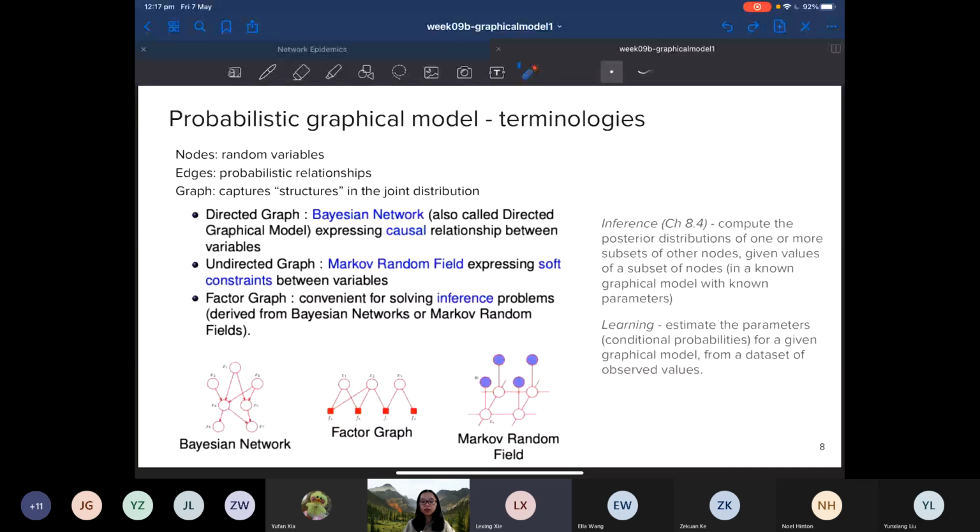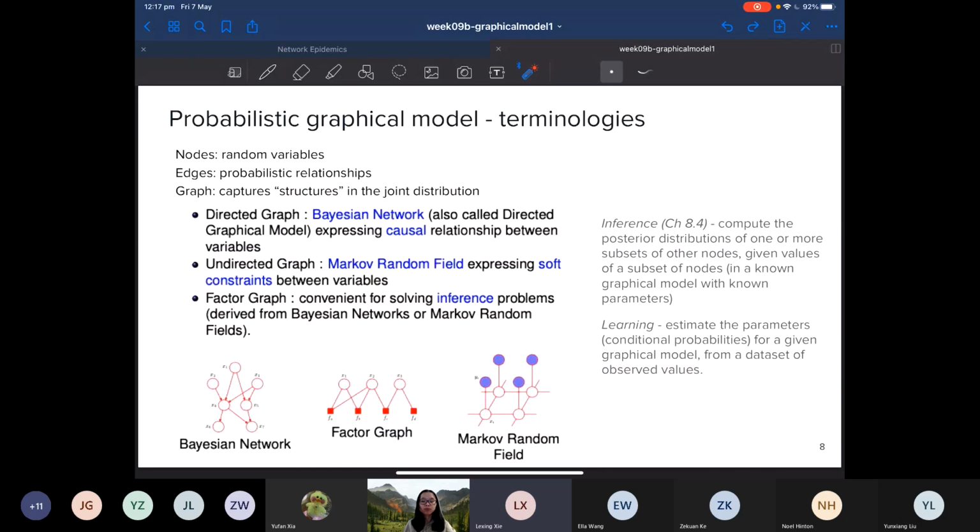Here I'm intentionally being general because there are 3 different kinds of graphs with different probabilistic relationships. And the entire graph is intended or designed to capture structures or different factorizations in the joint distribution of all nodes. Okay, we'll talk about this a bit more.